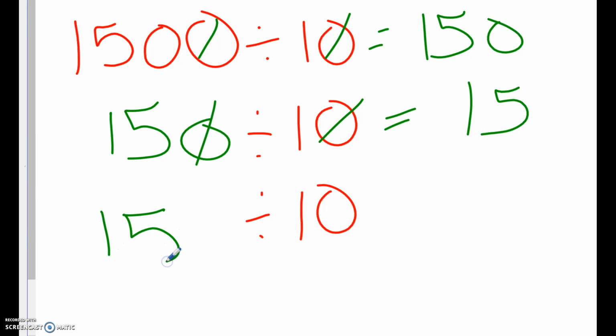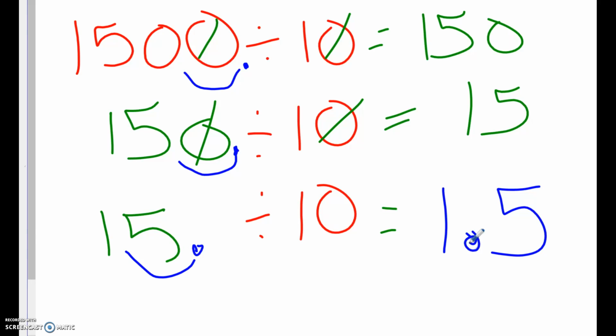What is 15 divided by 10? We don't have any zeros to cross out. But it's almost like if we were to put a decimal point, when we divided by 10, we moved it one spot over. So when we divide by 10, we're going to move this guy one spot over. So it should be 1.5. Pretty easy, right?